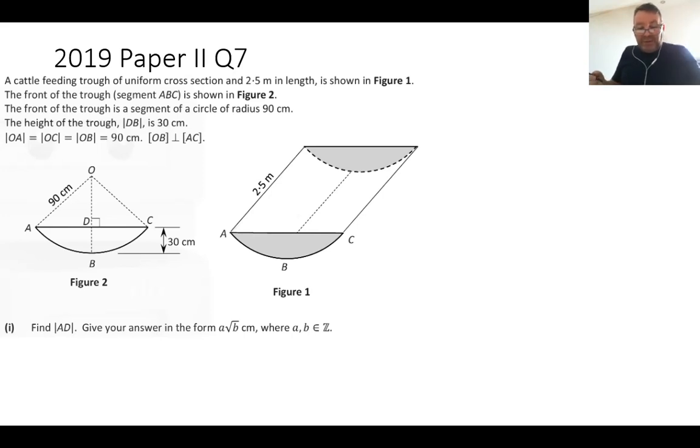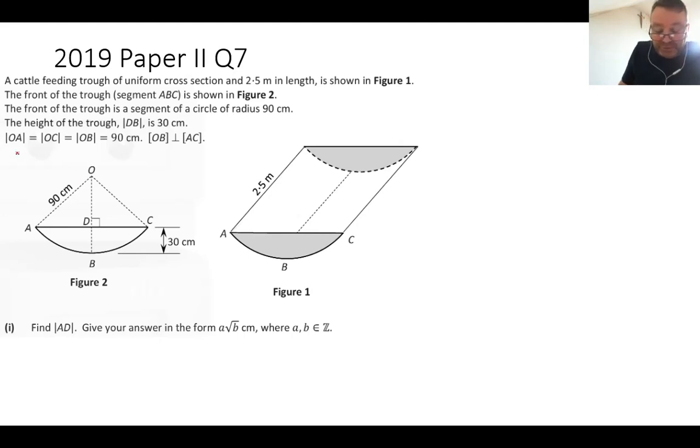A cattle feeding trough of uniform cross-section 2.5 meters in length, okay, so there's 2.5 meters in length, is shown in figure 1. The front of the trough, segment ABC, is shown in figure 2. The front of the trough is a segment of a circle of radius 90 centimeters. The height of the trough DB is 30 centimeters. OA equals OC equals OB, which is 90 centimeters, and OB is perpendicular to AC.